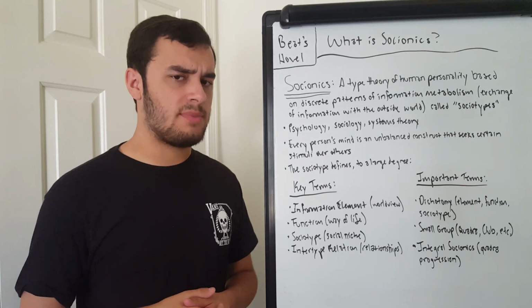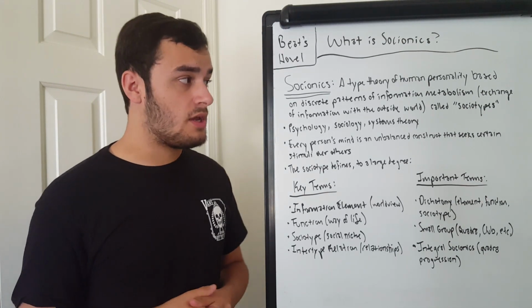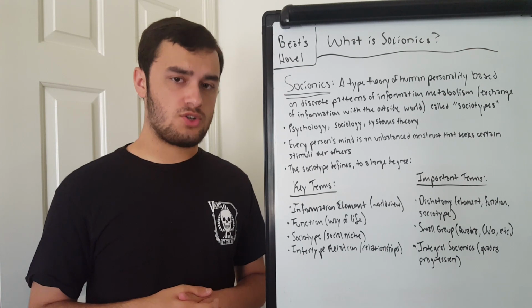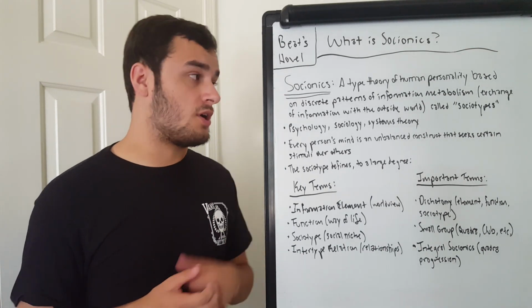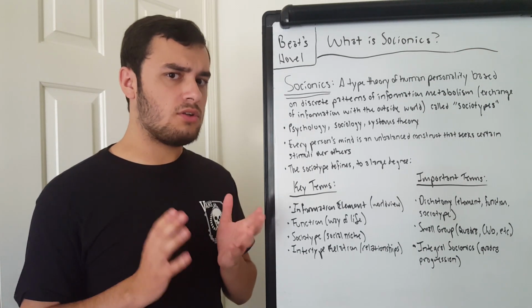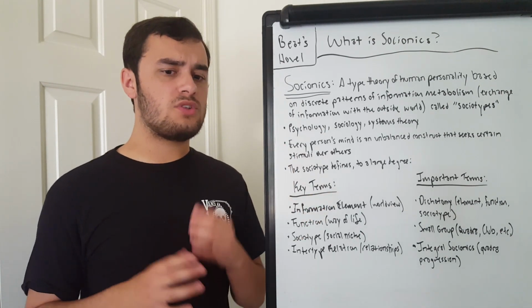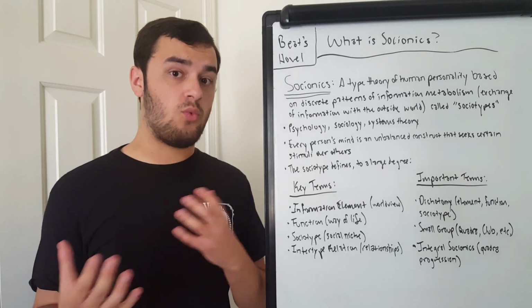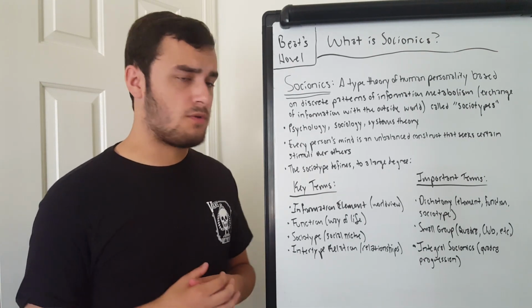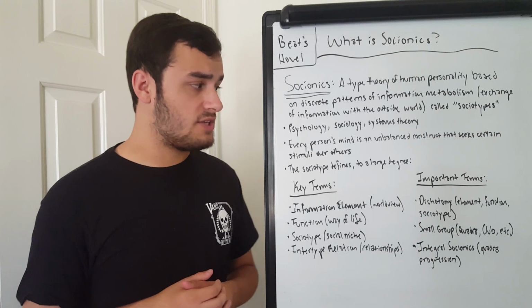Now, information metabolism is a more complex concept that I'm going to tackle in a future introduction lecture, actually at the very end of the introduction series. But for now, you can look at it as the exchange of information with the outside world, an individual's contact and interaction with the real world around them that determines, for the most part, their psychic qualities.